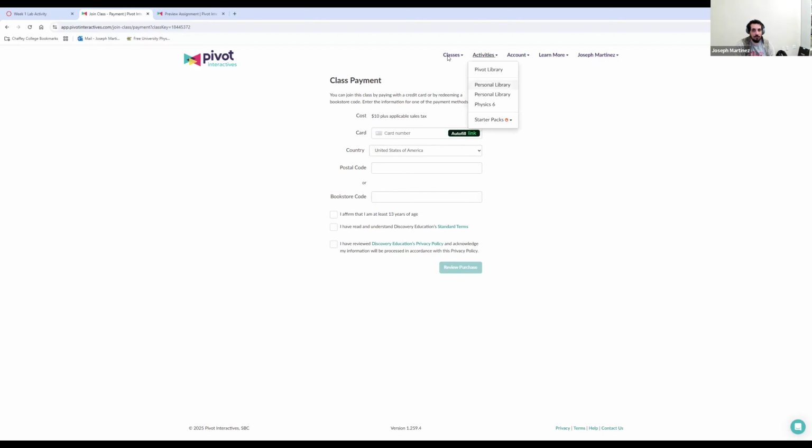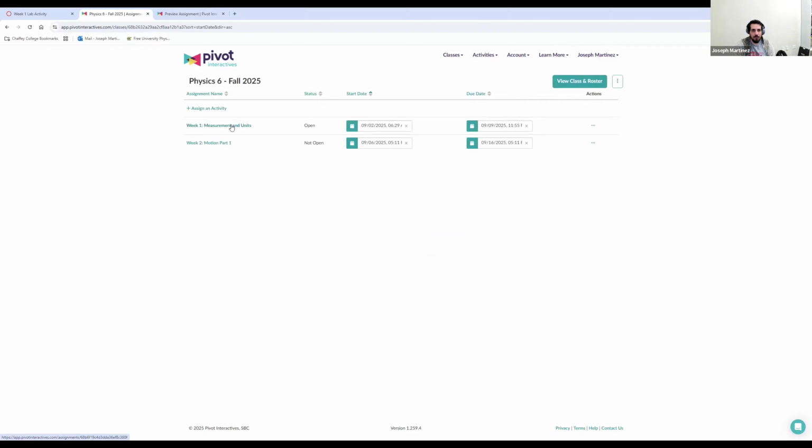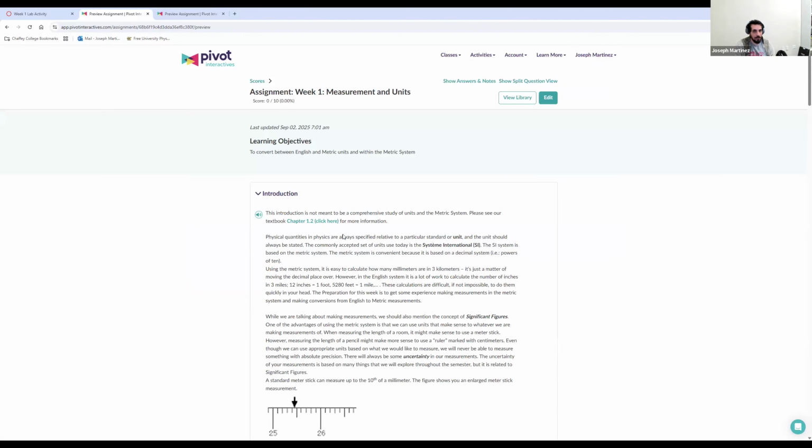Going to our activities, our class, you have week one measurements. I'm going to have to blur that out after the fact because I think we were able to see some people's grades. Wasn't anticipating that.